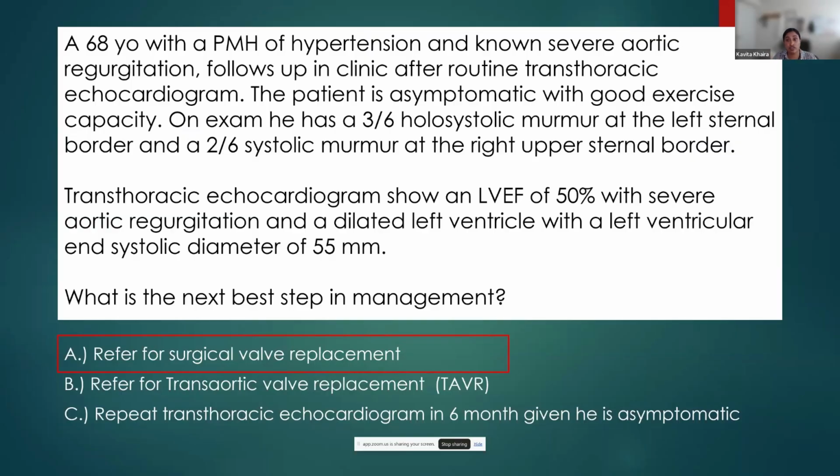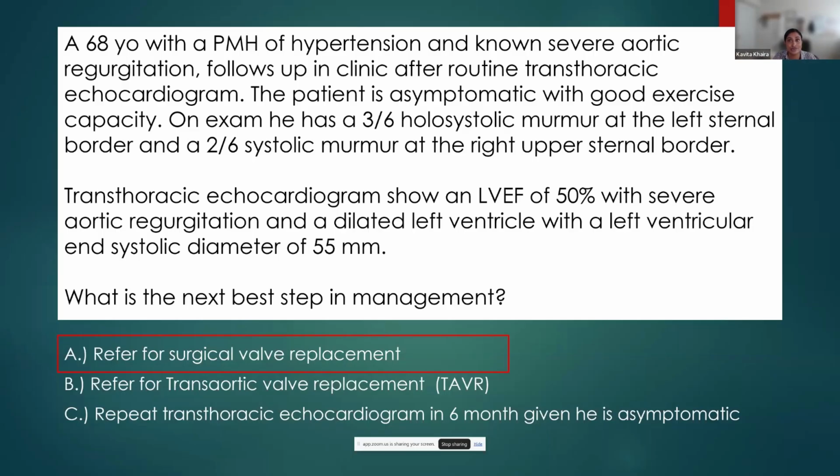So the goal is to have them go from a hyperdynamic EF to a normal EF, not to go from already a low EF to a lower EF. So you really want to catch these patients before that dilation occurs. That's why in severe AR and severe MR patients, we're getting echoes every 6 months to a year to see any signs of dilation, reduction in EF, and that's when we have to refer them for surgery, even if they don't have symptoms.